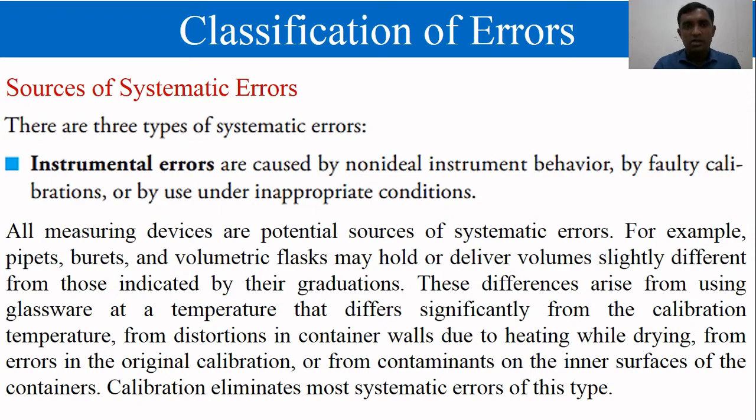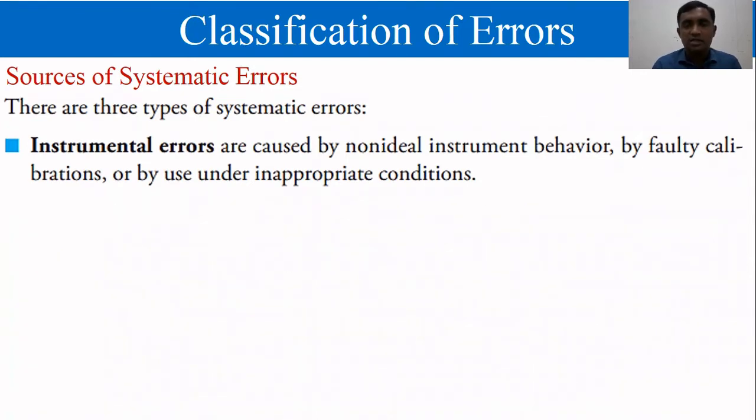The universal temperature at which any experiment is carried out is called the ambient temperature, which is 25 degrees Celsius. Suppose the experiment is carried out at 35 degrees Celsius, there may be minor changes in the volume held by these apparatus. So the measurement of volumes using these apparatus may not be accurate, and this results in the instrumental error.